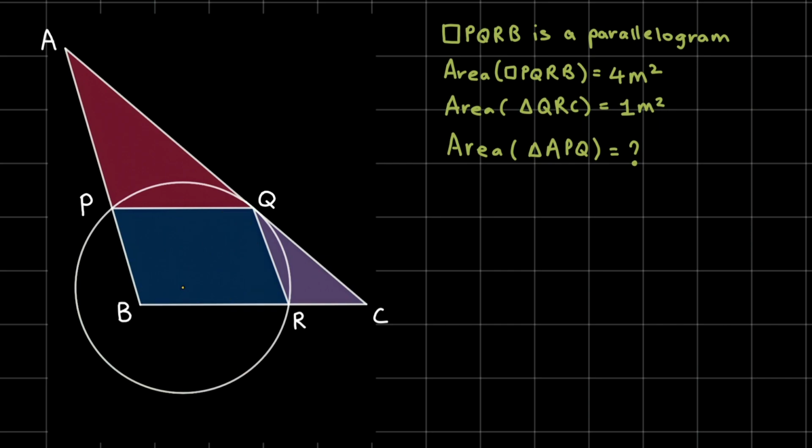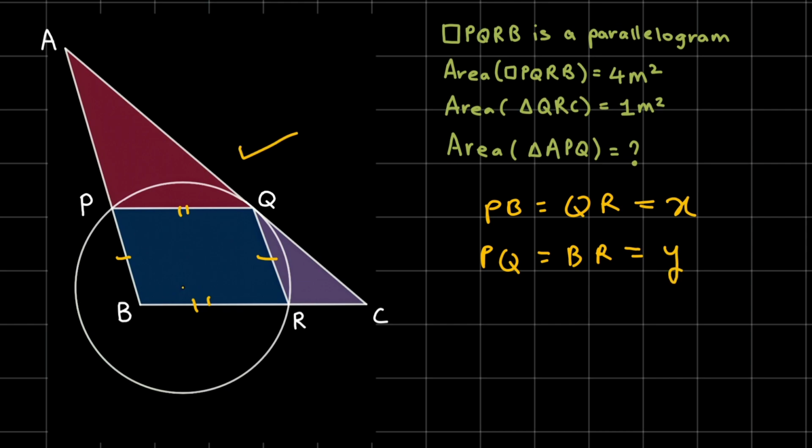Now as it is a parallelogram, these two sides would be equal and these two sides would be equal. So let us write it down. So the length of PB would be equal to the length of QR and let it be equal to a variable X. Similarly, the length of PQ would be equal to the length of BR and let it be equal to a variable Y. Okay.